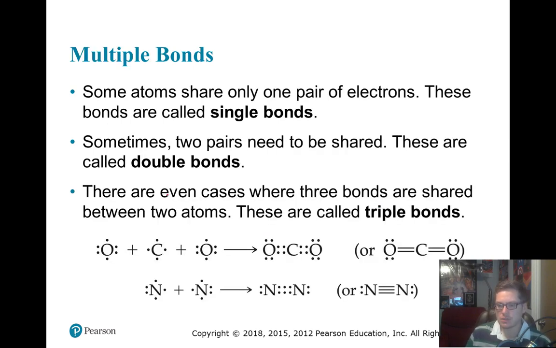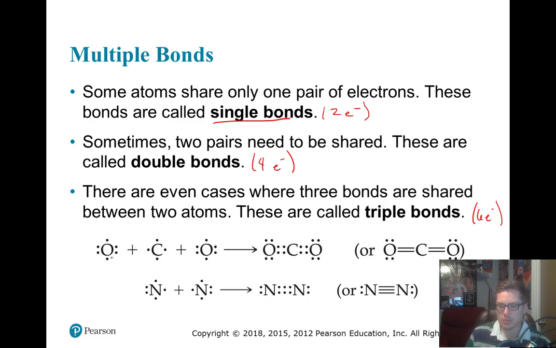Okay, so here's some examples. And then you can also have multiple bonds. Single bonds are when you have one line or one pair of electrons, so this would be 2 electrons being shared. And then you could also have a double bond, which is essentially having 4 electrons being shared. And then you can have triple bonds, which are 6 electrons being shared. Okay, and these are called multiple bonds.